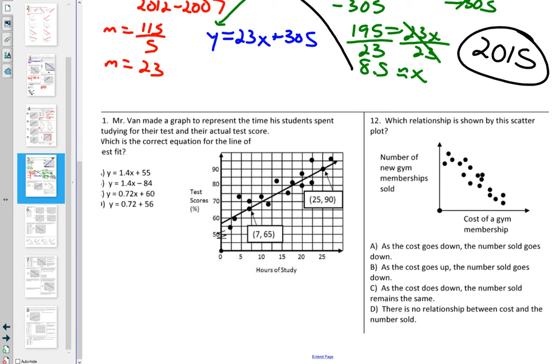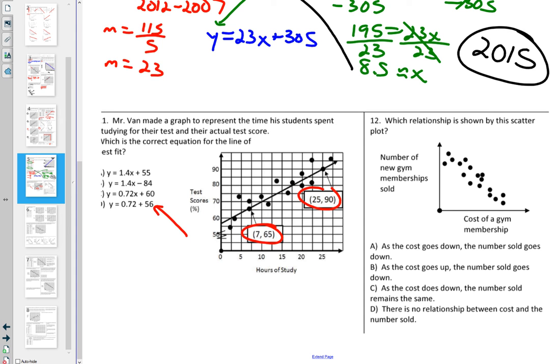Mr. Van made a graph to represent his times, which is the correct equation for the line of best fit. Okay. See, this is like the one before where they were nice enough to give us 2 points. Can we tell what the y-intercept is going to be from the line of best fit here? Looks like something just above 55, 56. So really, this already kind of seems like the best candidate.